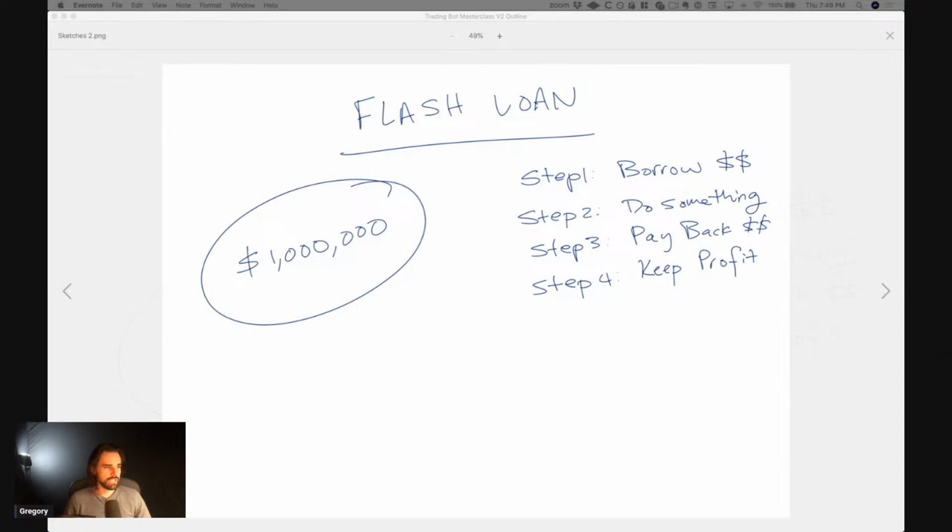Now, when I say zero money down, that means you don't have to put any money down to do the loan. There will be a small fee depending on the flash loan provider that you use, but there are some cases where the fee is basically negligible, or some places where the fee doesn't even exist at all. I'll talk about some options on that tonight.